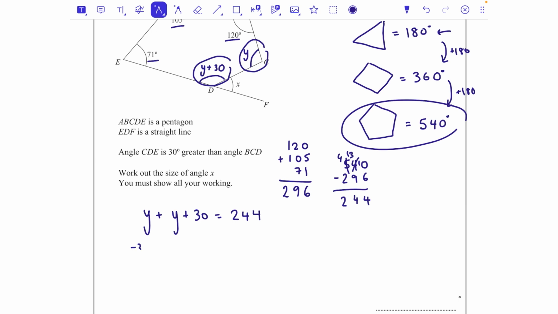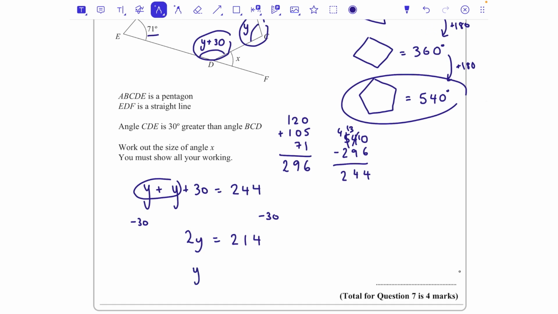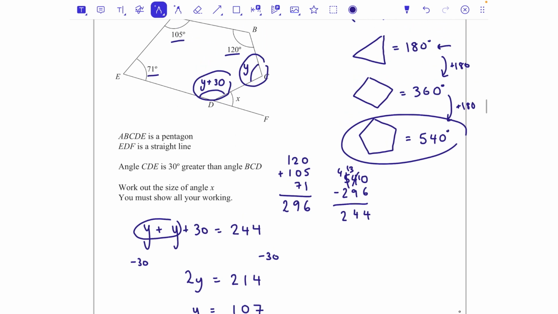We're then going to take 30 away from both sides. So 2y, because that's all I'm left with now, is 214, and then I'm going to divide that by 2. So y is 107 degrees. So that means that this one here is 107 degrees, and this one over here is 30 degrees bigger, so that's 137 degrees.